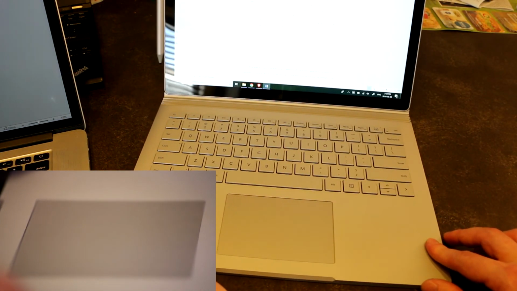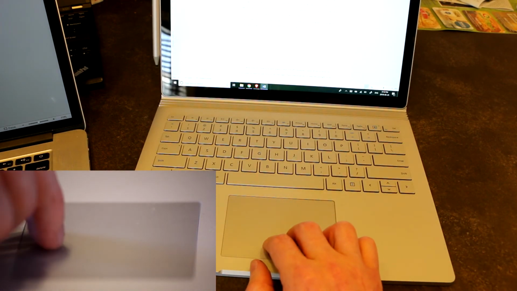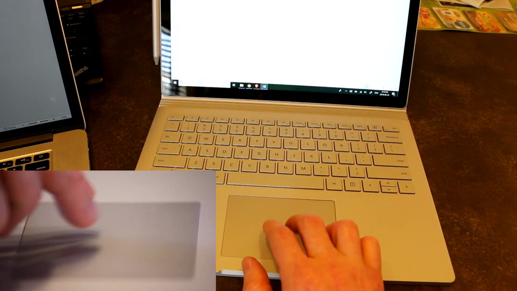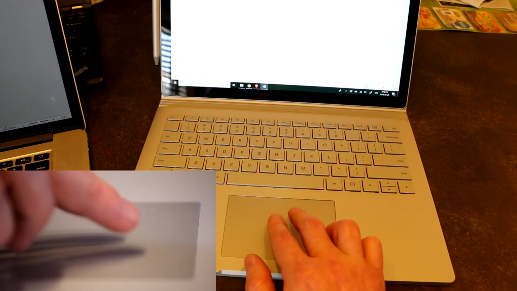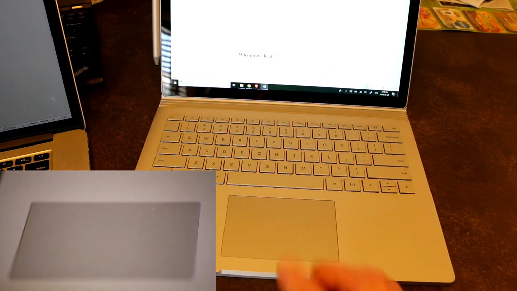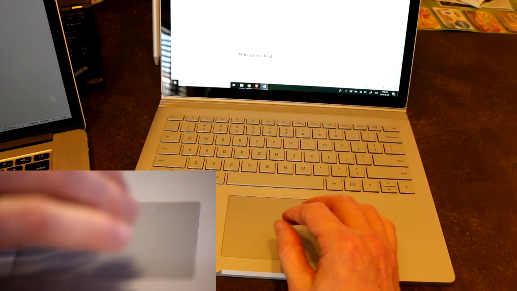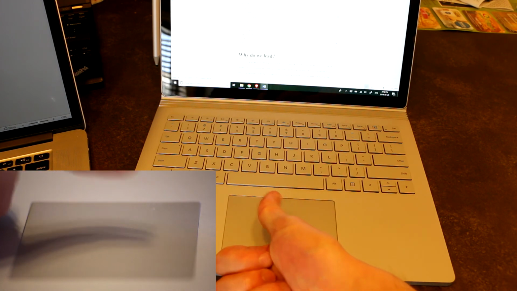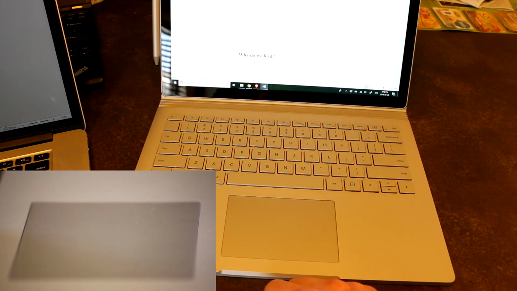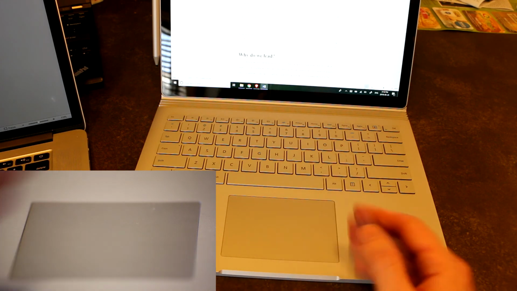So again, there's certainly not a whole lot to miss between these two trackpad setups. I'm in the same version of Word in both programs, and the results seem to be pretty good.